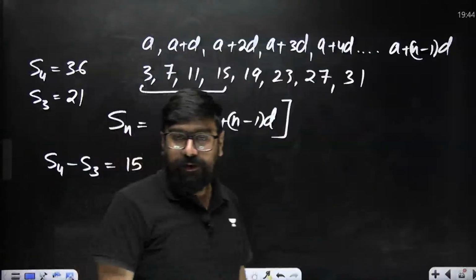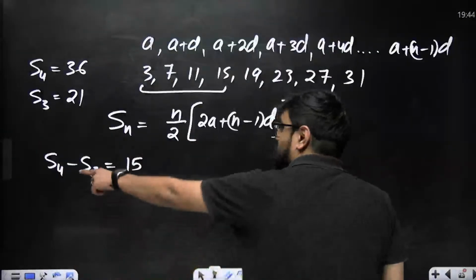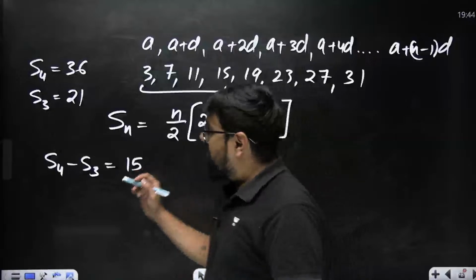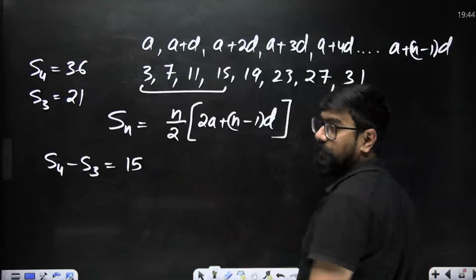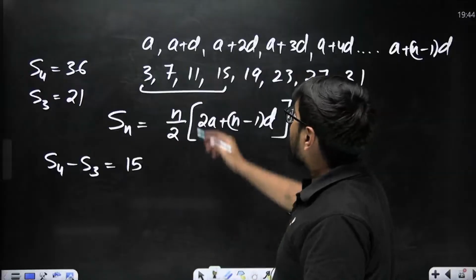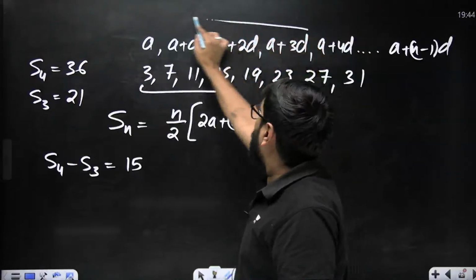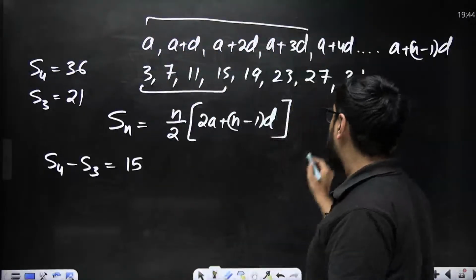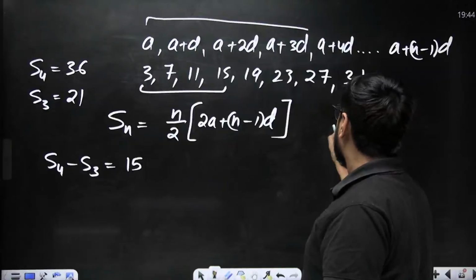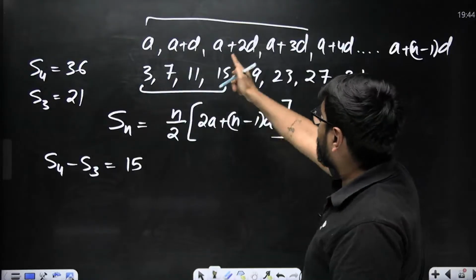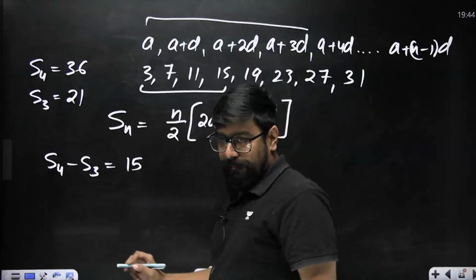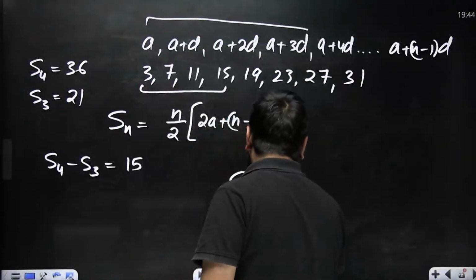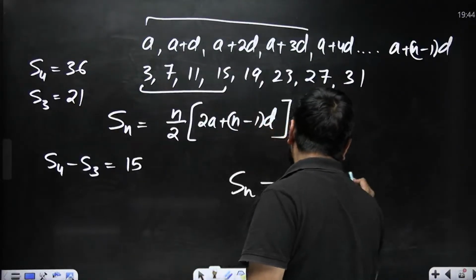Do you realize that? Sum of 4 terms minus sum of 3 terms is 15. That means S4 minus S3 is giving me the 4th term. Why is it happening? If you add 4 terms, the sum of 4 terms would be, in this formula, also, if you do the same thing, sum of n terms minus sum of n minus 1 terms will always give you the nth term.